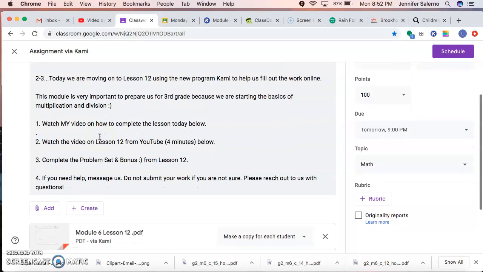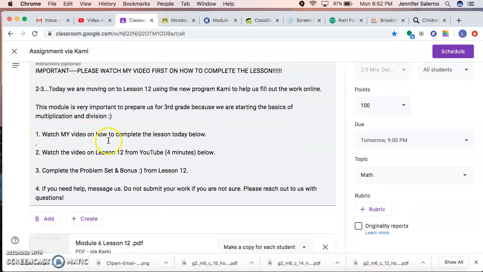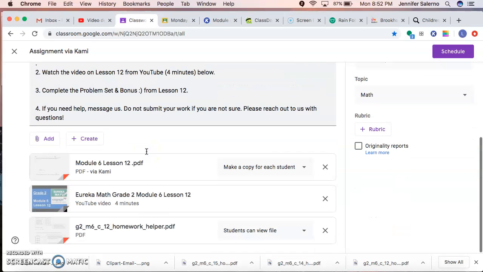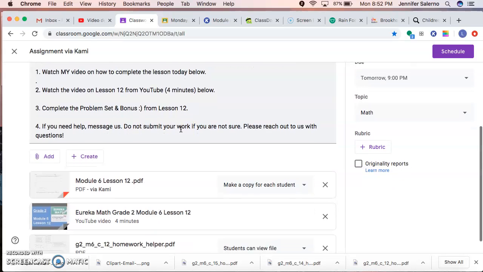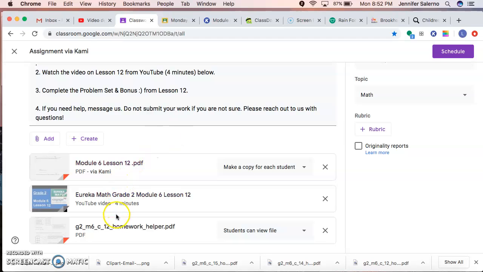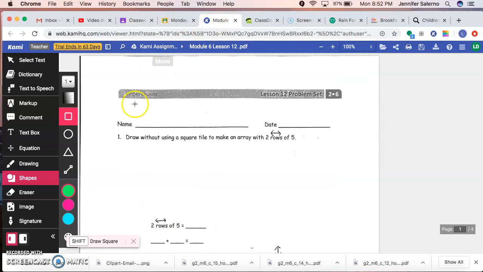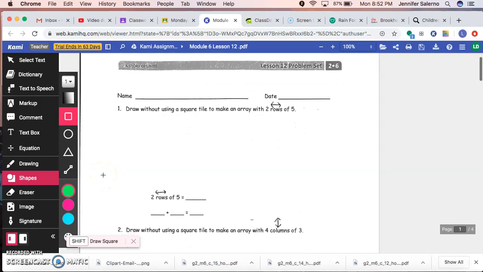So let's look at our instructions. Number 1, you're going to watch my video. Number 2, you're going to watch the video on lesson 12 from YouTube, which is 4 minutes long, right down here. You are then going to complete the problem set and bonus from lesson 12. And as always, if you need help, you're going to let us know. Also, just as a reminder, I did put here yet again the homework helper for lesson 12 that you could open and look at if you need even more support on this lesson, okay? So when we go into it, this is what it's going to look like today.